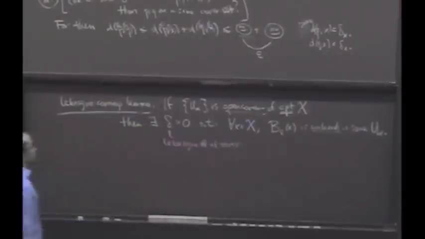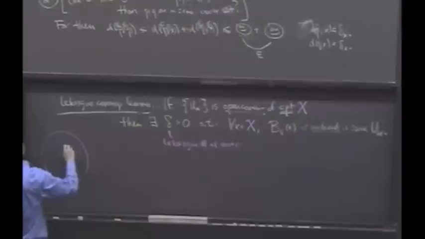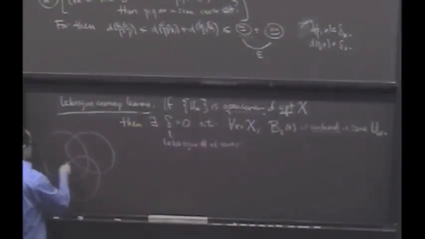And this Lebesgue number will exist and be bigger than 0 if this space is compact. So here's the picture you should have in your head. We have some space, let's call it X, and it's covered by a bunch of open sets, like so.